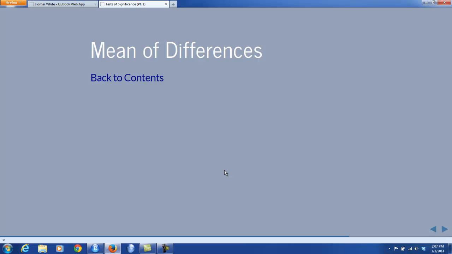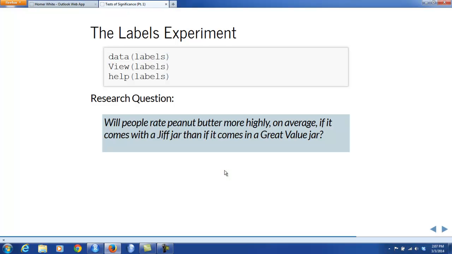Finally, let's look at some tests for the mean of differences in a population. Let's take another look at the labels experiment. Remember, this was an experiment involving 30 subjects, and each subject was taken into a room where there were 2 jars of peanut butter on a table. One jar was labeled with Jif, the brand name, and the other was labeled with the Walmart brand, Great Value.